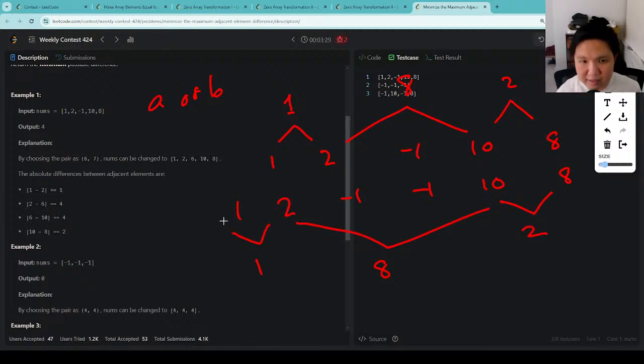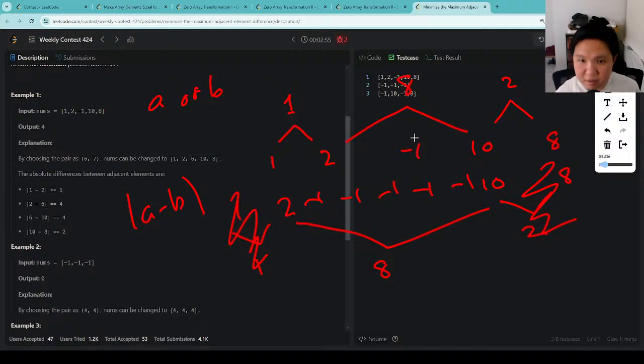So these guys on the side are irrelevant. You don't care about them. You only care about the sequence of -1s. And it doesn't matter how many -1s there are, because all the -1s will be replaced by A or B. If they're replaced by the same number, then the difference will be 0. If they're replaced by a different number, then it'll be the absolute value of A minus B.